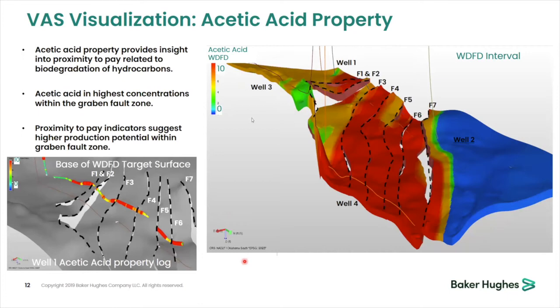Now we're going to take a look at the acetic acid property. This provides insight on proximity to pay, and it's basically related to the biodegradation of hydrocarbons. Our highest values are the warm colors, and they're really picking up in the graben fault zone and right along the large southern fault block. When we get into closer looks at well 1, we're getting higher proximity to pay and production potential within the graben fault zone.